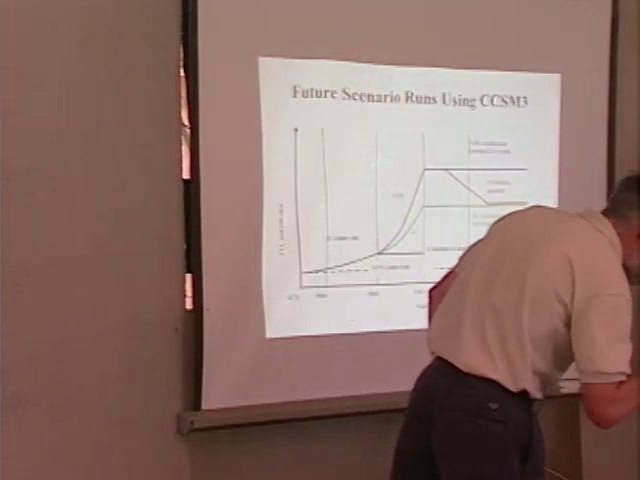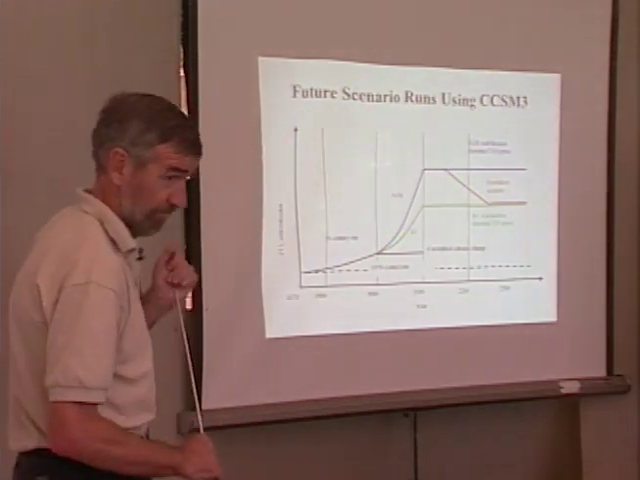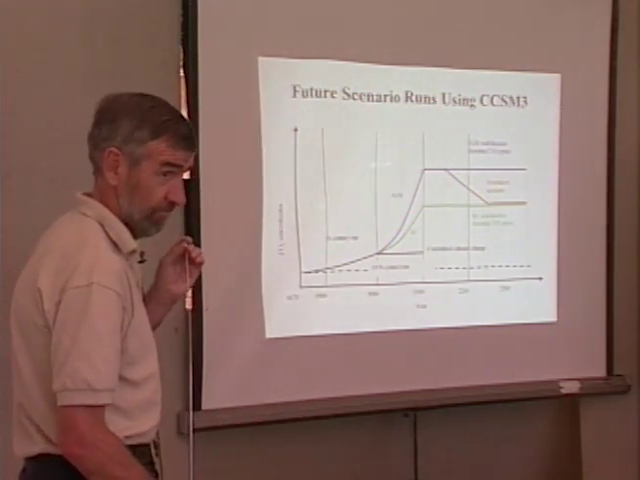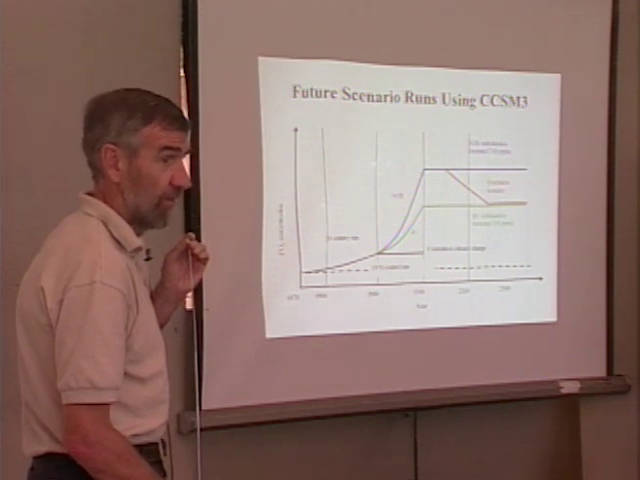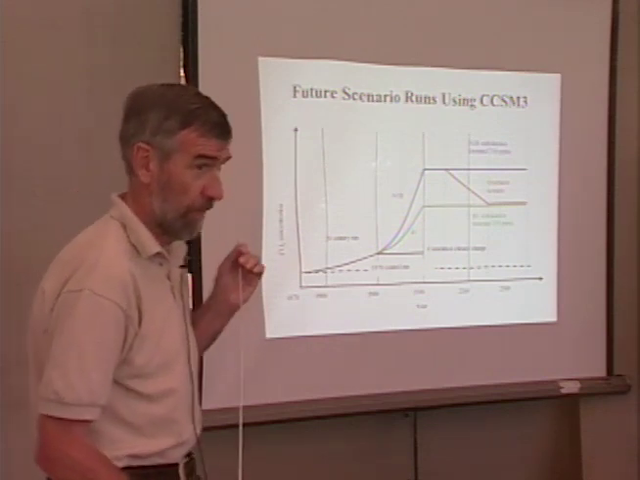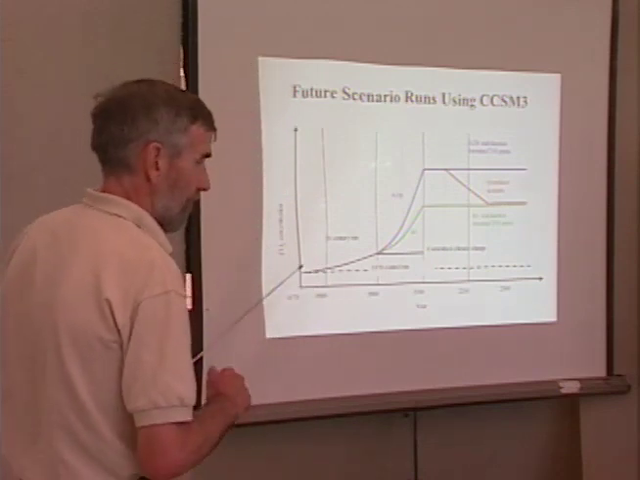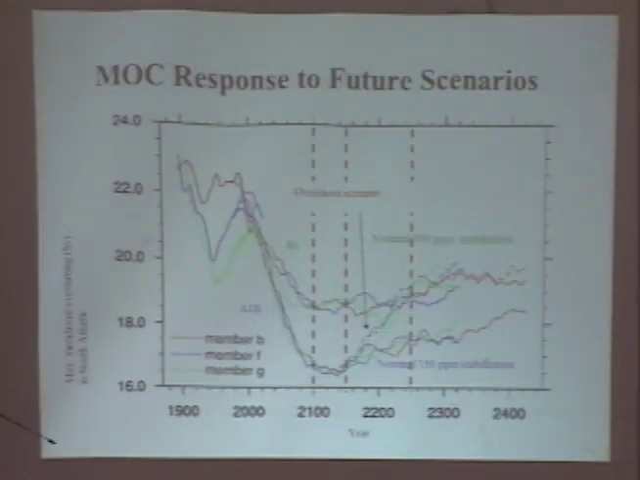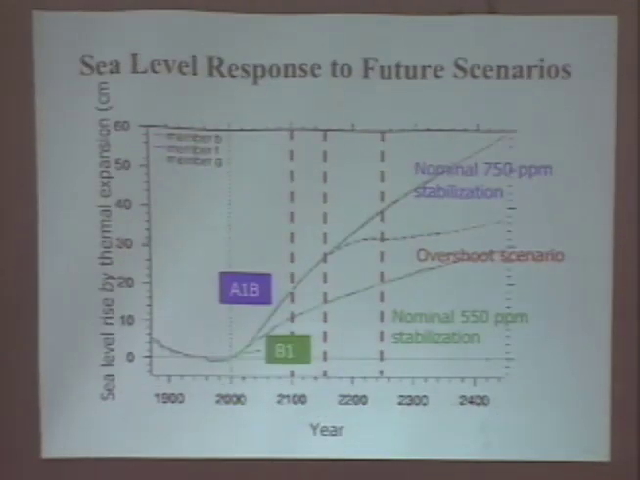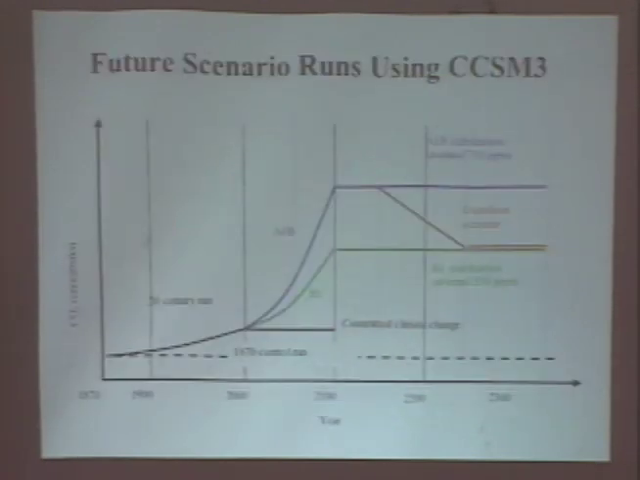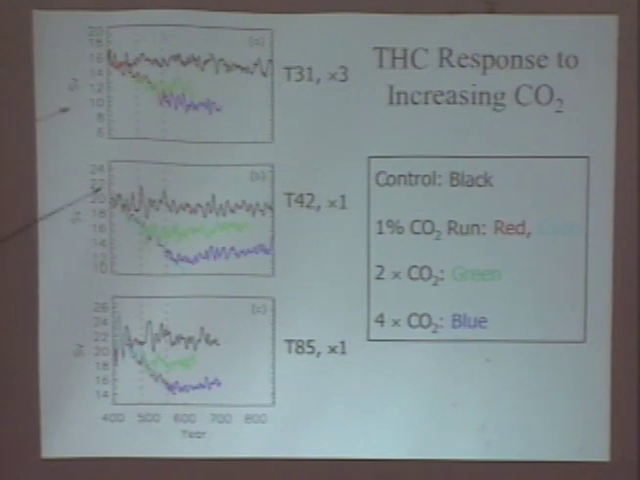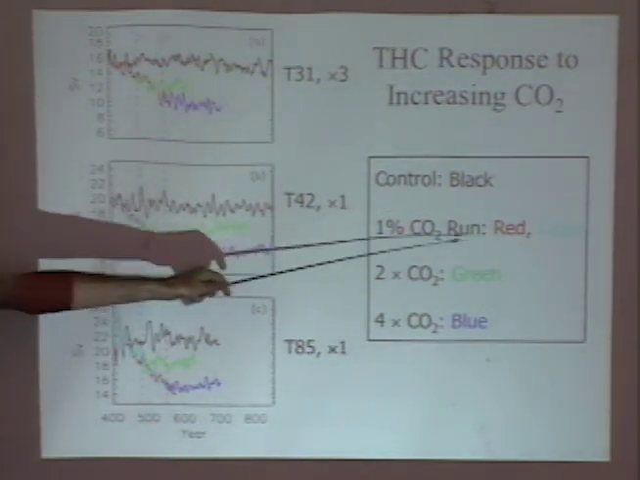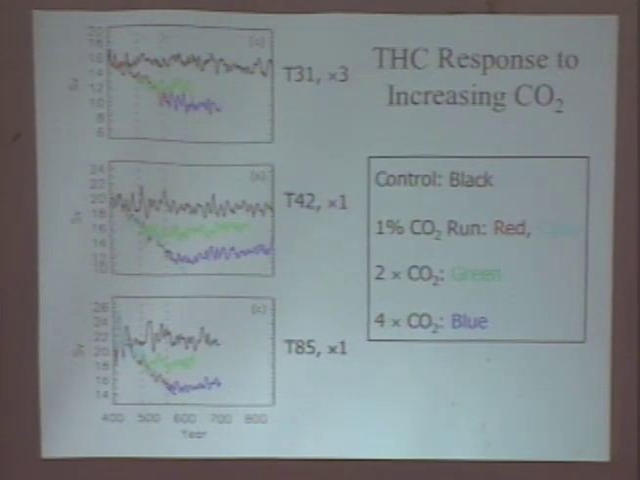Okay? There's no real change in a 1% per year increase. There's no change in the overturn. These are what they were. The red and the cayenne are 2 members of an ensemble. So that is the steady increase and then recovers afterwards.